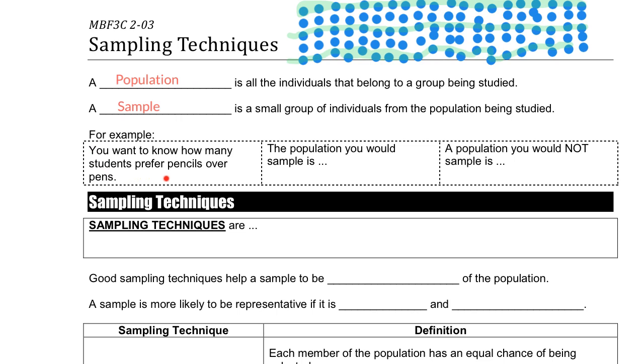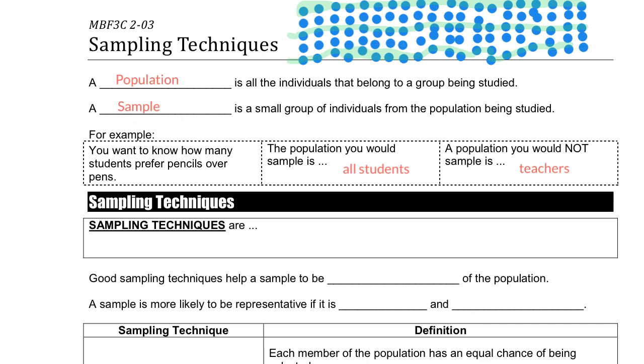Okay, so let's say you want to know how many students prefer pencils over pens. Well, what's the population? Well, the population is students. So you would sample all students. You would not sample teachers because they're not part of the population. So you want to make sure that you're sampling members of the population you're interested in knowing about. So if I don't care what teachers think about pencils versus pens, then I'm not going to ask them. I'm not going to have them as part of my sample. So we know the population is the entirety of all the people you're interested in knowing information about. The sample is just the people that you're asking.